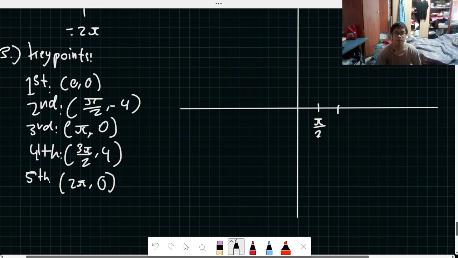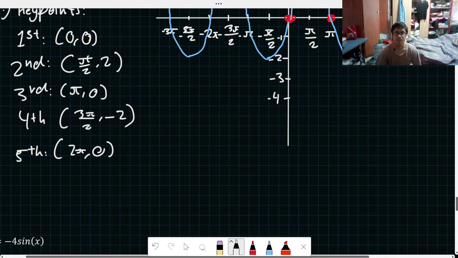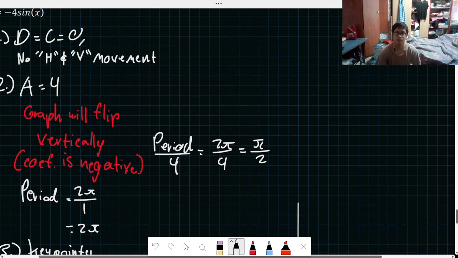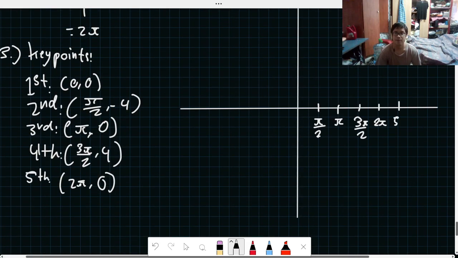Okay, so pi over 2, then pi over 2 plus pi over 2 is pi. Pi plus pi over 2 will give you 3 pi over 2. 3 pi over 2 plus pi over 2 will give you 2 pi. 2 pi plus pi over 2 is 5 pi over 2, and then 3 pi over 2, and what's next after 3 pi over 2? 7 pi over 2.